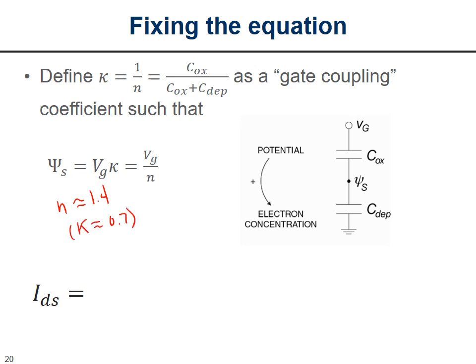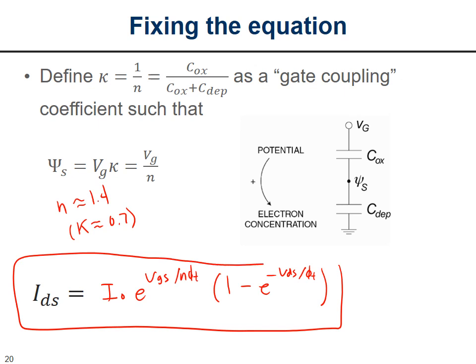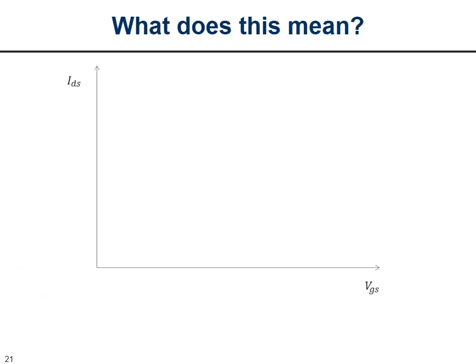Now, in most CMOS processes, n is somewhere like 1.4, which means that kappa is usually somewhere around 0.7. Okay, so this means our subthreshold formula ends up being I naught e to the VGS over n phi t times 1 minus e to the minus VDS over phi t. Okay, and I'm going to box this, nice big box. This is a very important formula. We're going to use this very significantly throughout the course.